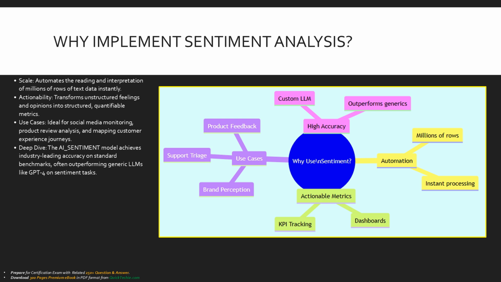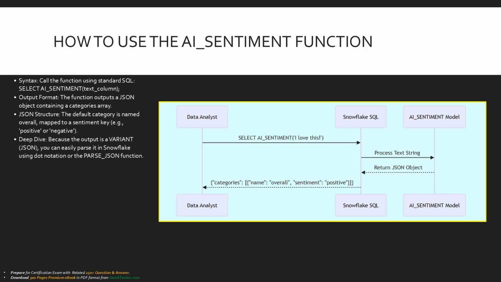This mind map breaks down the core value propositions of Cortex sentiment analysis. At the center is our goal. Branching out, we see automation, which allows us to process millions of rows instantly without manual labor. Moving clockwise, we gain actionable metrics, fueling dashboards and KPI tracking. Then we have our primary use cases, tracking brand perception, triaging support, and analyzing product feedback. Finally, we achieve high accuracy because we are utilizing a highly specialized, custom LLM rather than relying on a generic, broad knowledge model.